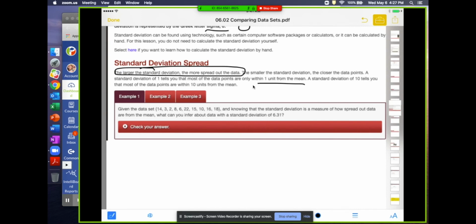For example, number 1, given the data set here, the same one that we used earlier, and knowing that the standard deviation is a measure of how spread out the data are from the mean, what can you infer about the data with a standard deviation of 6.31? So the first thing I'm doing here is listing out my data points from least to greatest like we did before, and I want to find the mean.